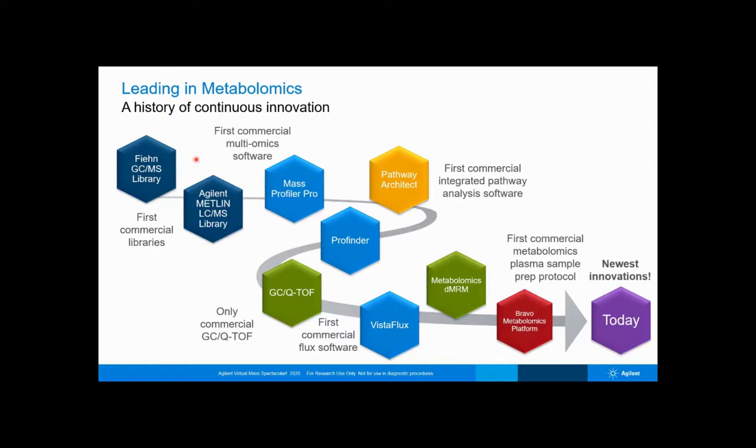Agilent has a long history of working with the metabolomics community dating back to the first International Metabolomics Society meeting in 2004. We've worked with the community to develop tools to facilitate metabolomics research. As you can see, the road from then to now includes many innovations in the metabolomics field, both software and hardware, from the Mass Profiler Professional Statistical Software Package to the Metabolomics DMRM Metabolite Data Analysis Database, to the Bravo Metabolomics Platform Automated Plasma Sample Preparation Workflow.